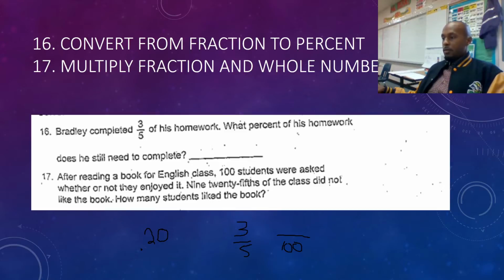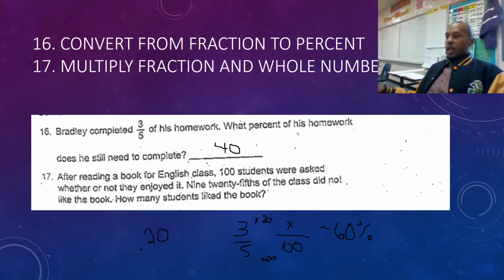Well, how do I get from 5 to 100? I multiply by 20, of course. So that means I need to multiply 3 times 20, and that's going to give me 60. So we know that he completed 60%. If he completed 60%, how much more does he need to complete? Well, we're trying to get to 100, so obviously he needs to complete 40%. At this point, guys, you should already know that whenever you have fifths, each unit is 20%, or each unit is 0.20.